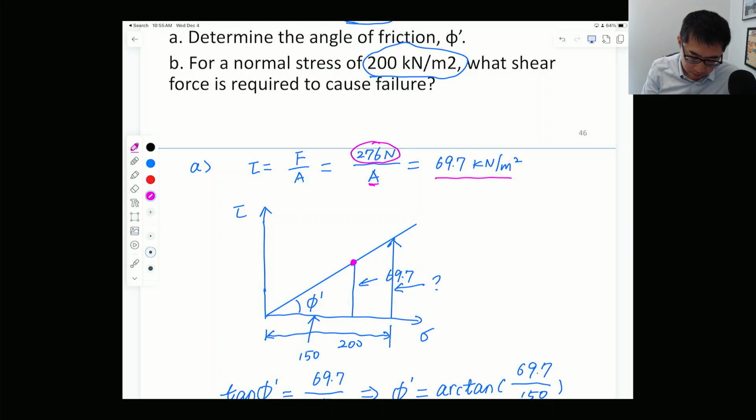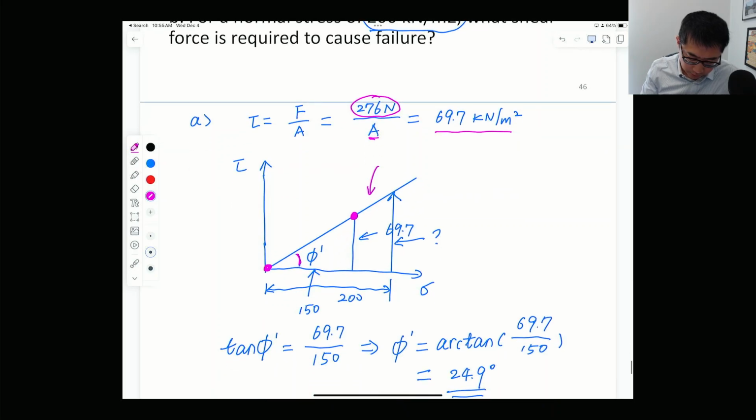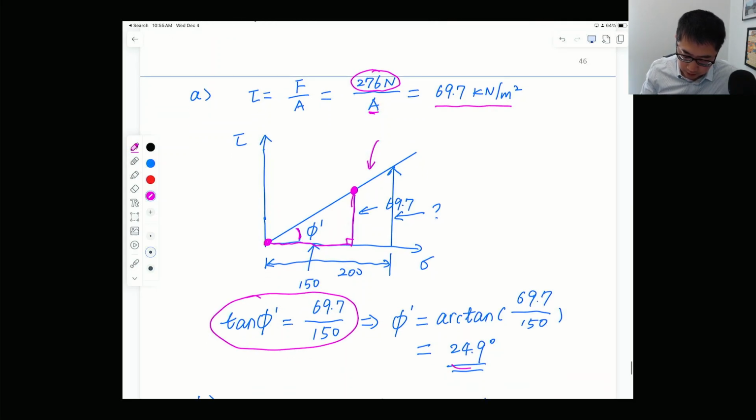And again, use that point and 0, 0, because we know the cohesion is 0, and you can construct this failure envelope. You can easily find the friction angle. Use this triangle over here and the tangent relationship, and you can come up with a friction angle of 24.9 degrees.